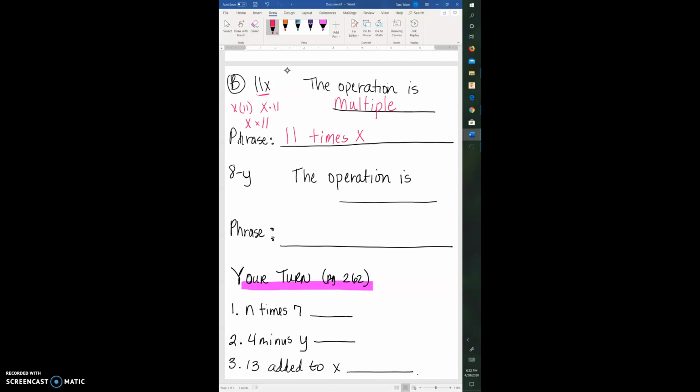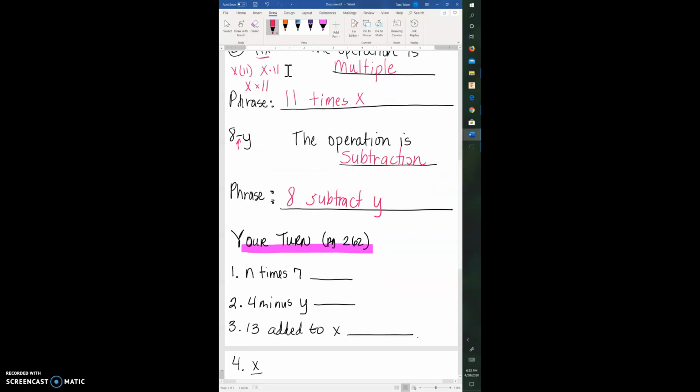So the next one is 8 subtract y. Obviously you know what this means. So the operation is subtraction. And then the phrase would be just what I said. 8 subtract y. That's your answer.